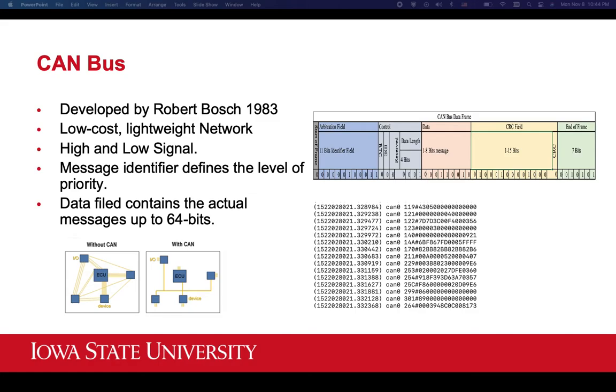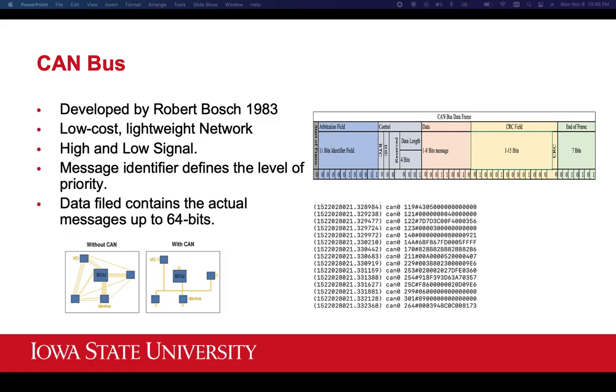for driver comfort and road safety. The CAN bus consists of high and low signals, and it has four frames. One of the frames is the data frame, used for exchanging messages. There are also the error frames, used for detecting errors, and the overload frame, which is used for delaying messages between the ECUs, and then we have the remote frame, which is used for requesting data from an ECU.